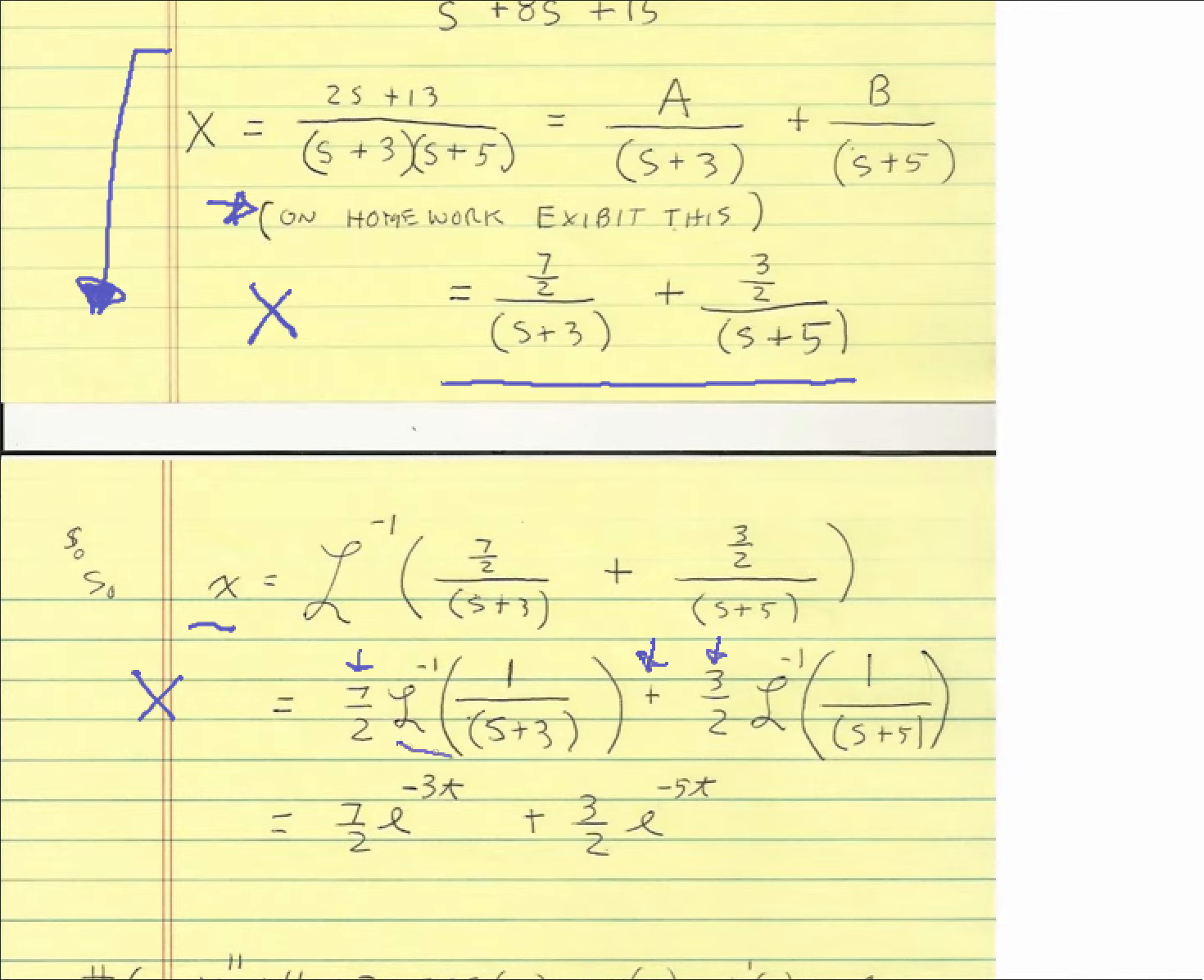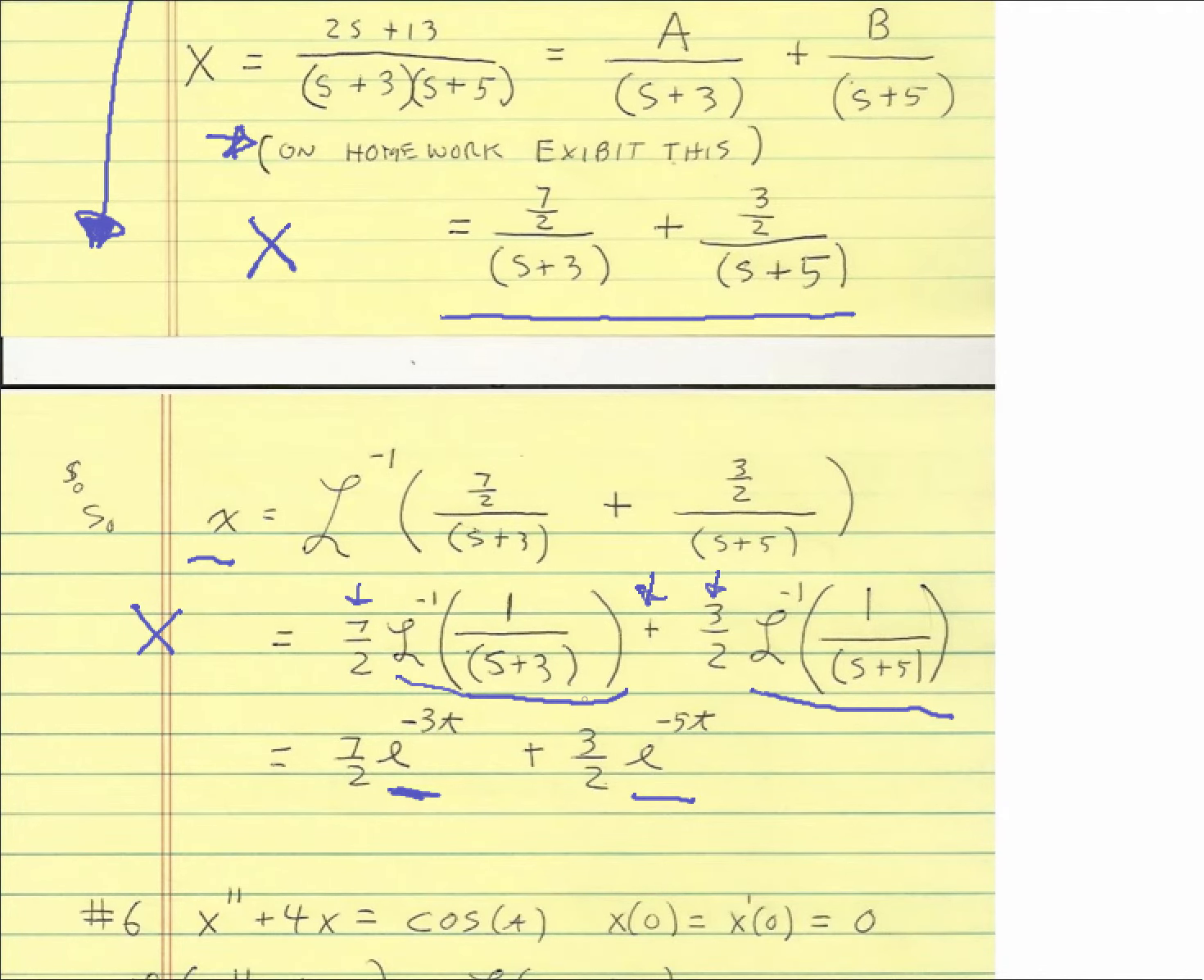Now, from our charts, we see that the inverse Laplace transform of 1 over s plus 3 is e to the minus 3t, and the inverse Laplace transform of 1 over s plus 5 is e to the minus 5t. I'm sorry, risen to the t power. And that's how we solve these problems using Laplace transforms. It's a very elegant technique. Here's another example.